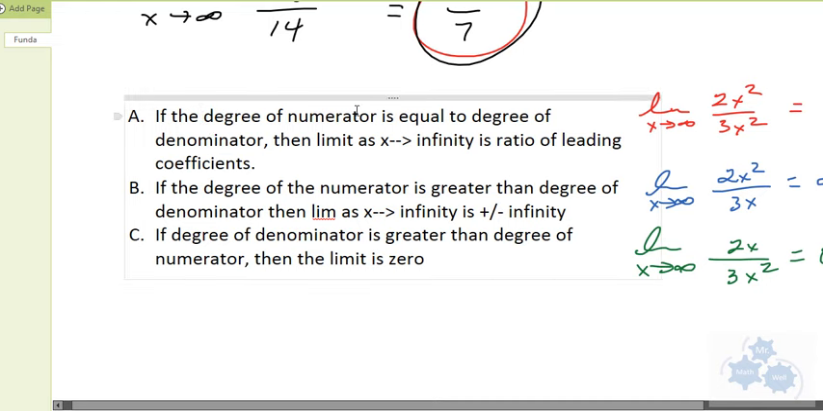If the degree of the numerator is equal to the degree of the denominator, then the limit as x approaches infinity is the ratio of the leading coefficients right here. So 2 over 3 would be your limit, 2/3. B, if the degree of the numerator is greater than the degree of the denominator, like in this example right here, the limit is infinity. So either positive infinity if everything is positive here, or it could be negative infinity as well.